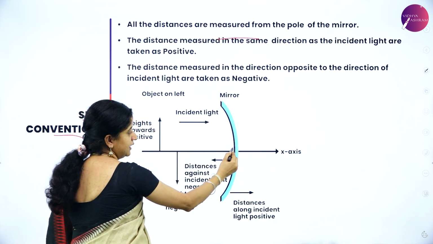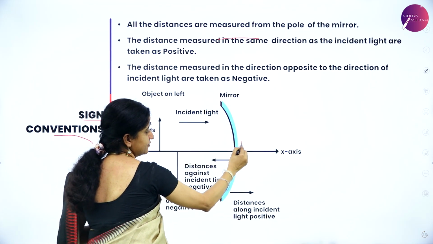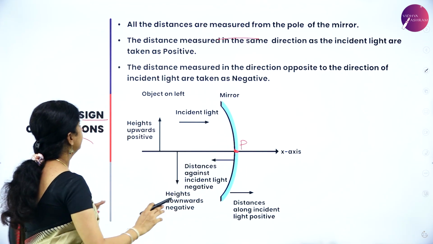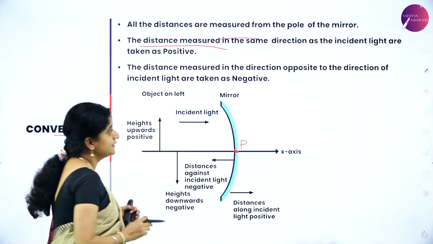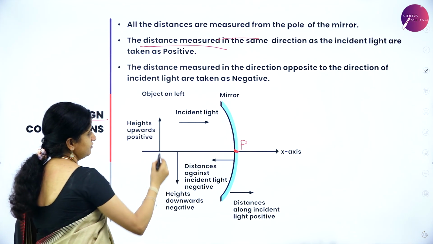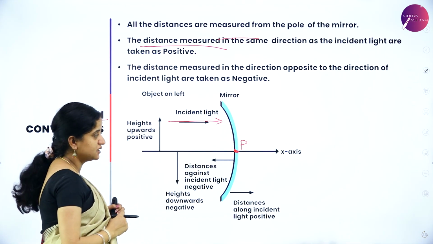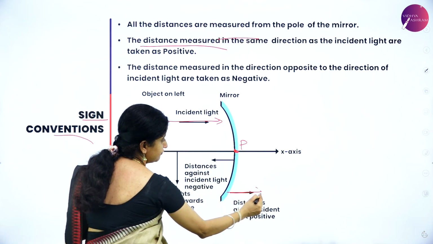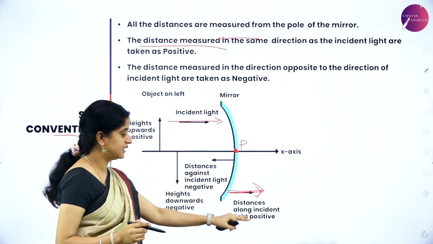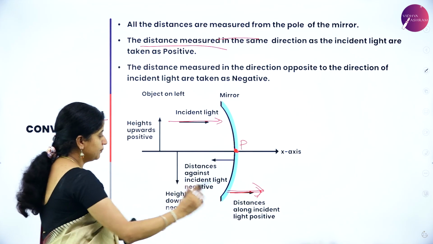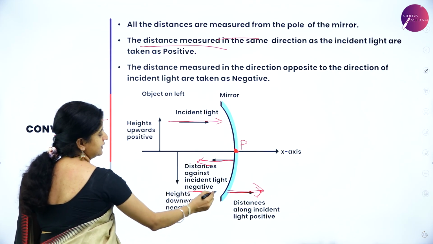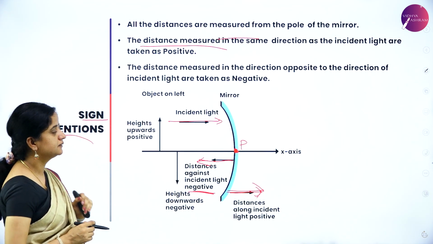Say this is the mirror and this is the center of the geometrical surface, so we'll call it the pole. So all the distances are measured only from the pole. Now the second one is, the distances measured in the same direction as the incident light are taken as positive. Say, for example, the incident radiation is in this direction. Now if the distances are measured from the pole in the same direction as the incident radiation, then the sign convention should be positive. Suppose the distances are against the incident radiation from the pole, then it is negative.